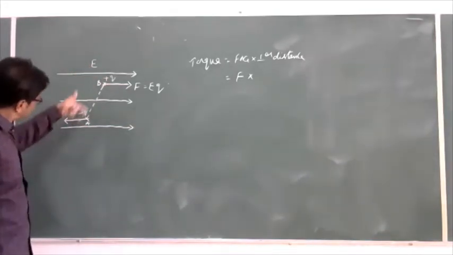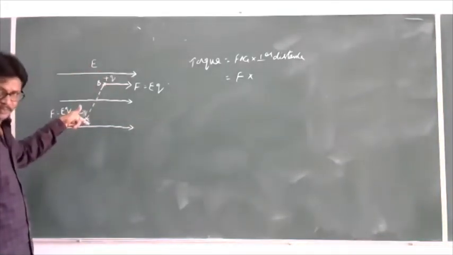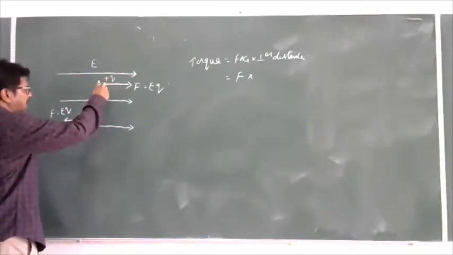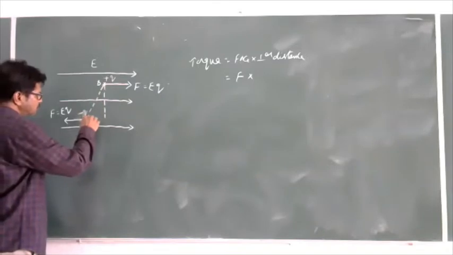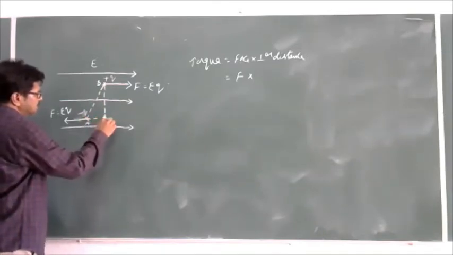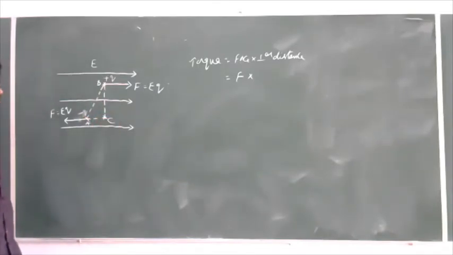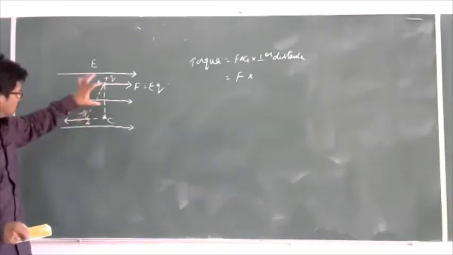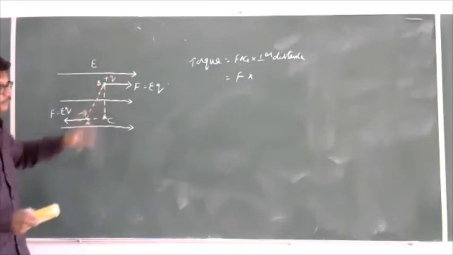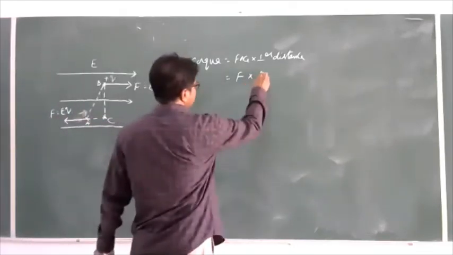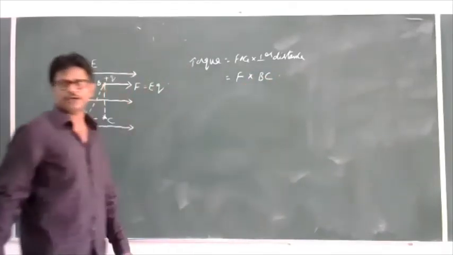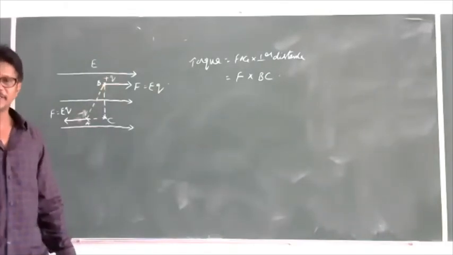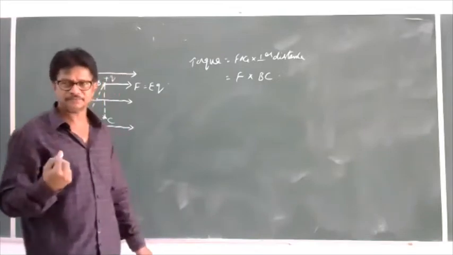So here this is not a perpendicular distance. To get the perpendicular distance, we need to construct a triangle. This intersecting point, if I call it C, now the perpendicular distance between these two forces is BC. So torque is F into BC. What is the value of BC?